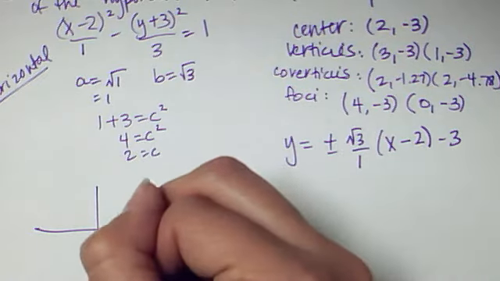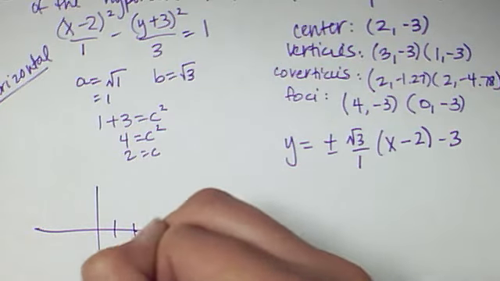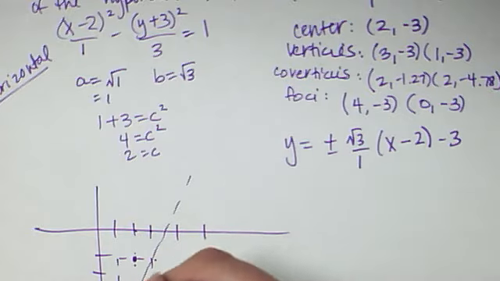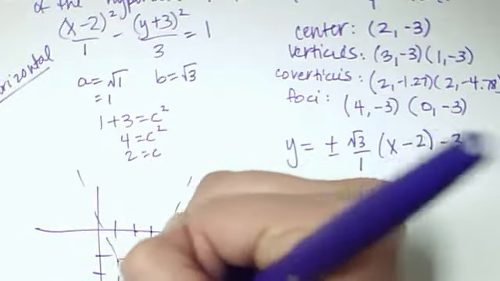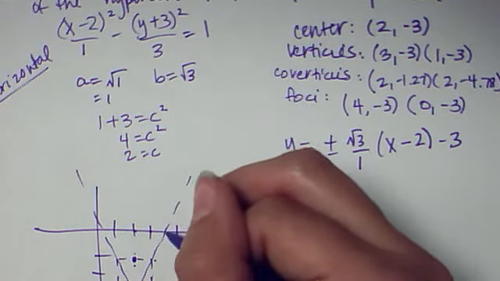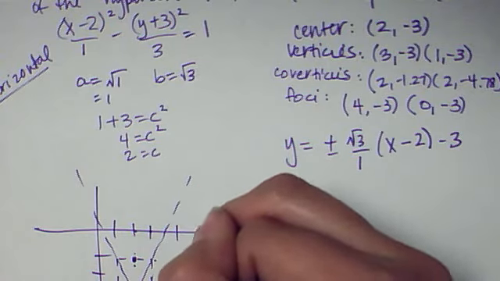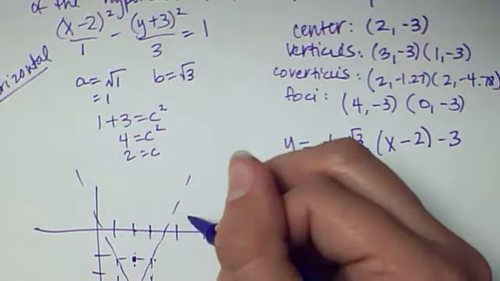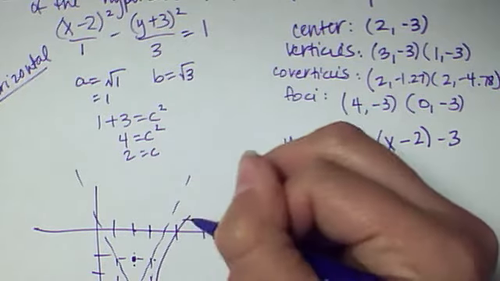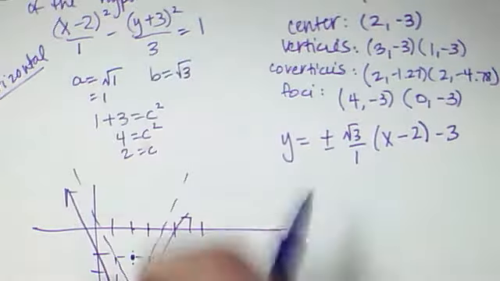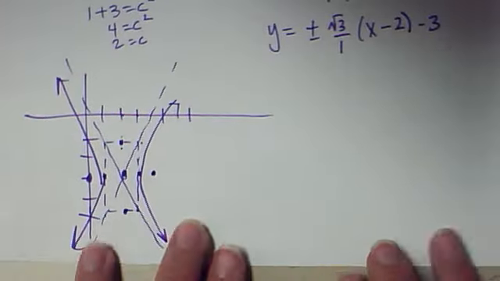And when I do that, I'm going to create a box all the way around the vertices and the co-vertices. I'm going to draw a diagonal through the center and the corners of that box, and then I'm going to take my foci and draw those into place at 4, negative 3, and at 0, negative 3. Those are my foci. And so my hyperbola kind of hugs those asymptotes here and here, and the foci is somewhere in between.